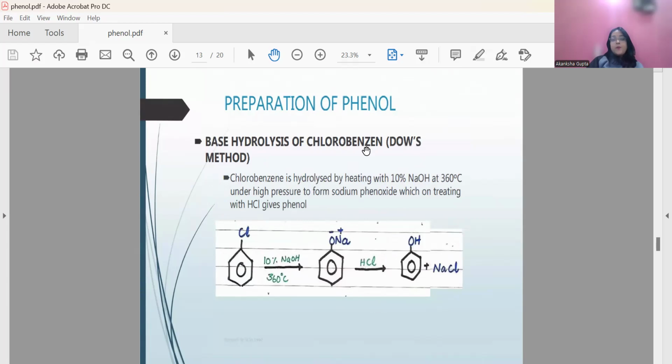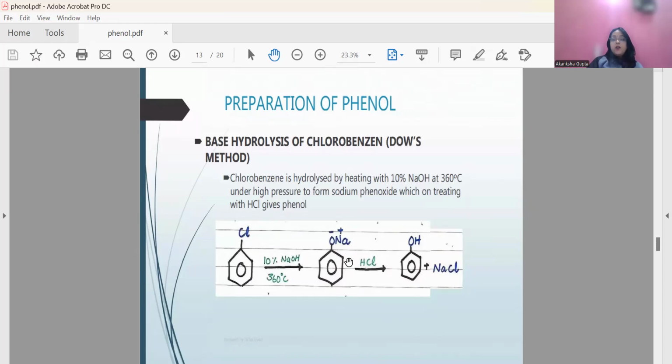The next preparation method is the Dow process. In the Dow process, we can use a halobenzene. Here we have taken chlorobenzene, and when chlorobenzene is reacted with 10% NaOH at 360 degrees centigrade, we can see that this H and this Cl leave as HCl. So HCl is removed, and ONa gets attached to the benzene ring.